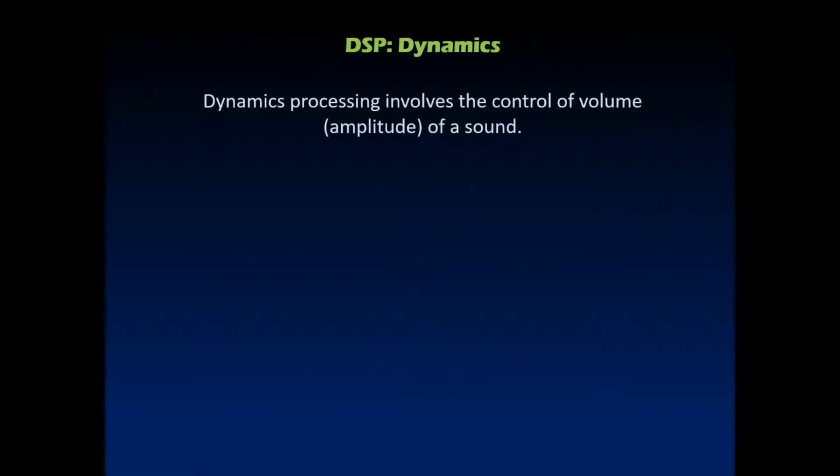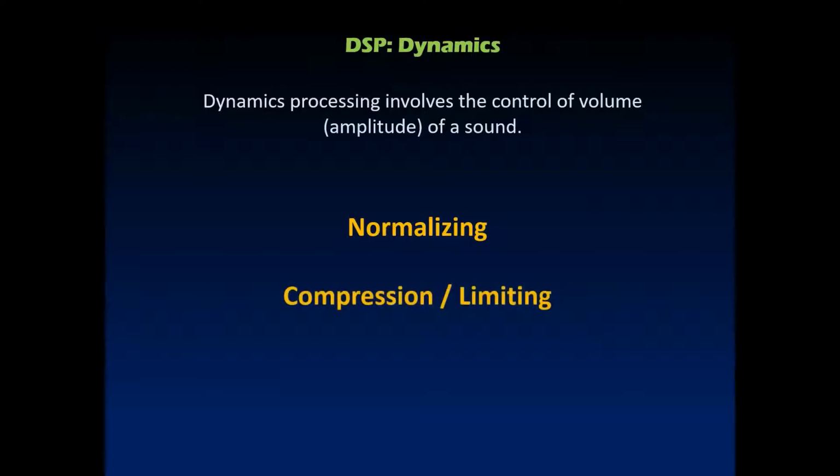So let's talk about dynamics first. This is where we're dealing with the control of volume over time, again, across the whole frequency spectrum. One of the things we can do is, instead of having an effects plugin, just process the sound as it is, a before-after thing called normalizing. Then we have something a little more sophisticated, which is called compression. I'll tell you in a moment about limiting, which is basically the really extreme version of compression.